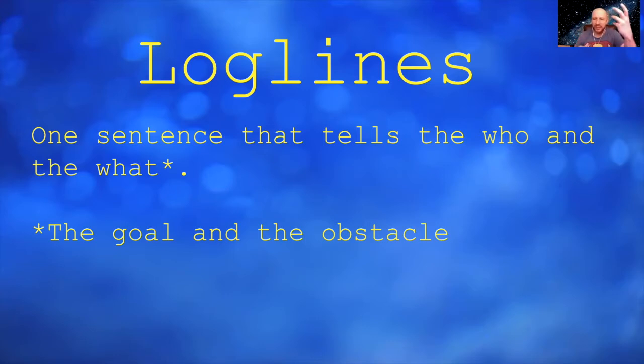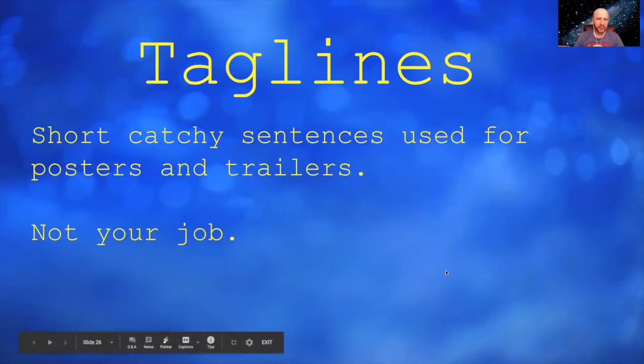So who is the hero or heroes of the story? What are they trying to accomplish? And what is stopping them from accomplishing it? Theoretically, you can put all that in a log line. You've got a good log line.